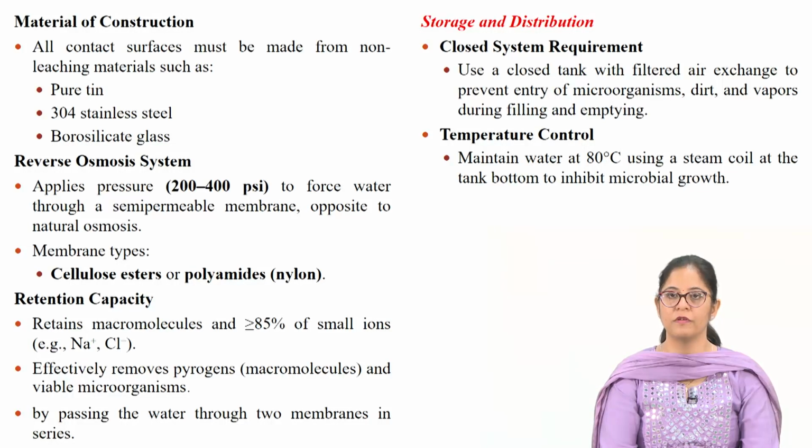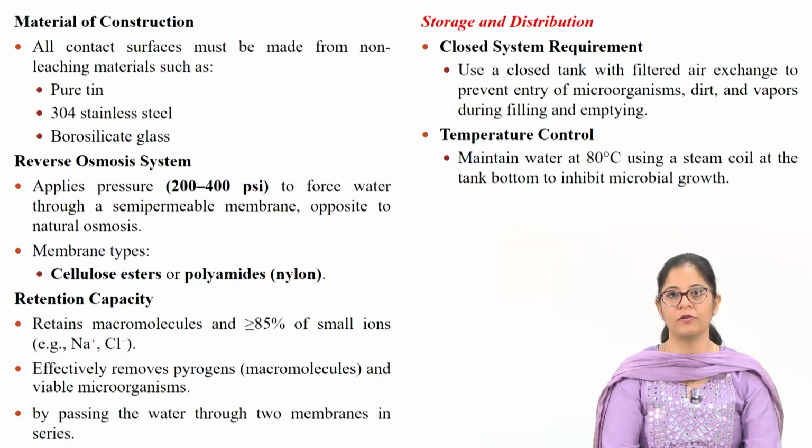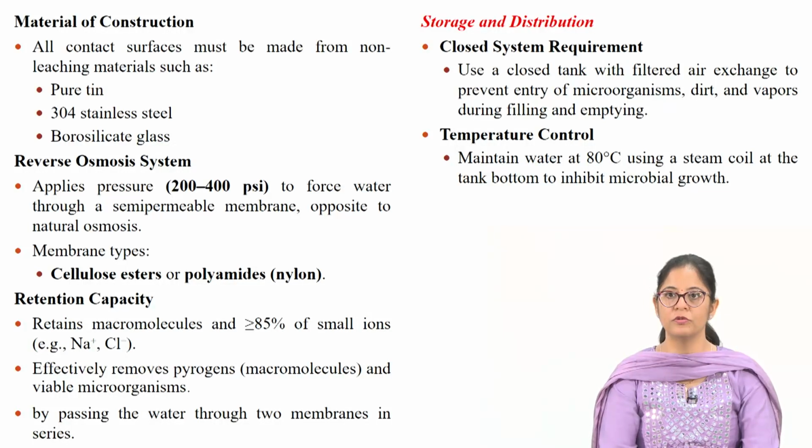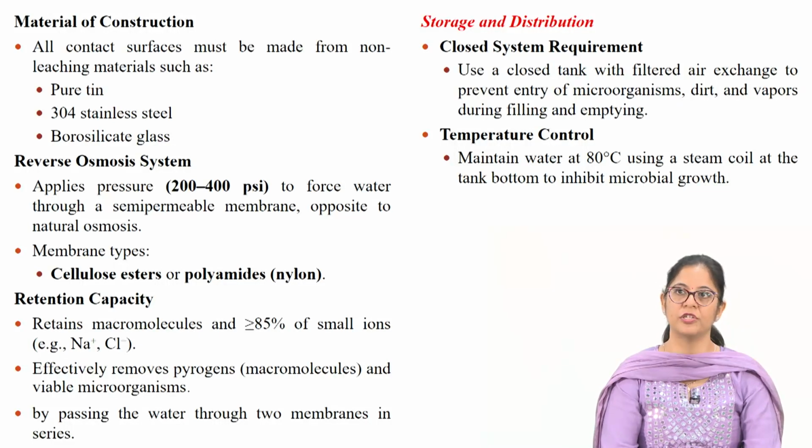Reverse osmosis applies a pressure of 200 to 400 psi to force water through a semi-permeable membrane, which is opposite to the natural osmosis. Membranes which are used are of cellulose ester or polyamide nylon types. They help in retaining macromolecules and more than 85% of small ions, effectively removing pyrogens, macromolecules and visible microorganisms. Passing the water through two membranes in series can give more efficiency.